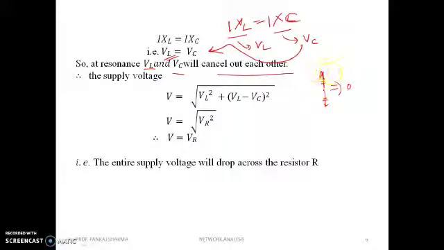Suppose there is a force of 1 Newton upward and a force of 1 Newton downward. What would be the resultant at this point? There would be no force at all, and no resultant motion of this point. Similarly, this is your upward voltage VL, and this is your downward voltage VC. Numerically, magnitude wise, they are equal. So the resultant is 0.